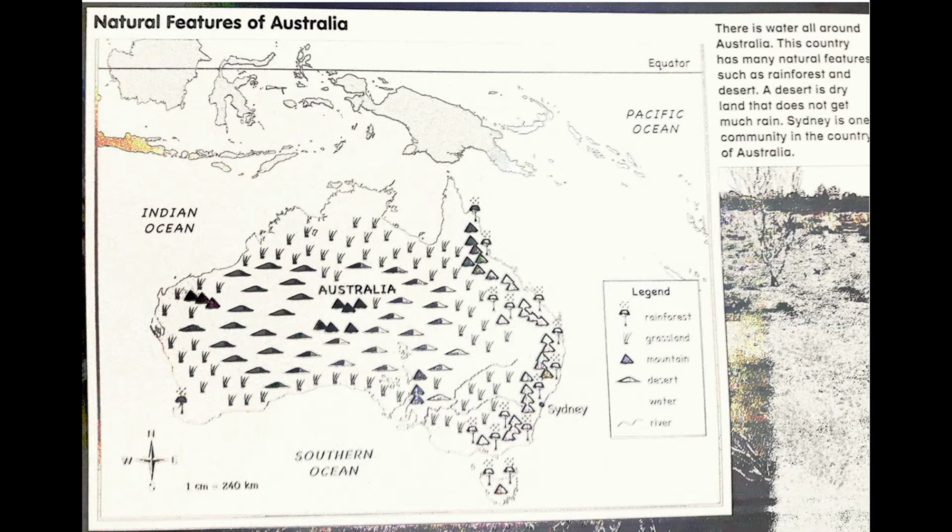So your task without me is to pause this video, either look on your screen or look if you had this printed out at all, and I want you to point to where the rainforest is, the grassland, some mountains, desert, water, and river. I want you to be able to point out every single thing on that map.